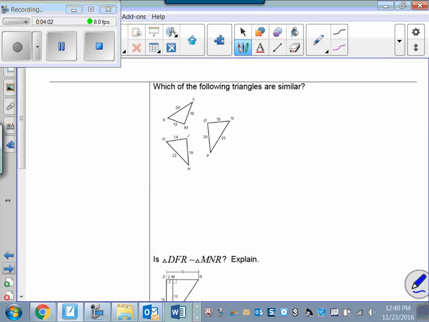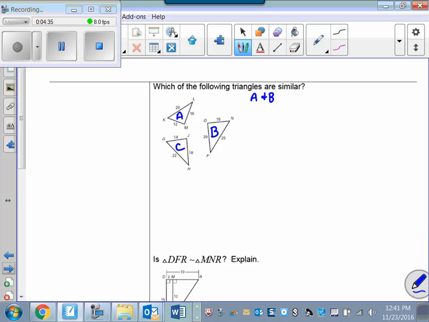Okay, let's do some more. Which of the following triangles are similar? Well, it's clear to me that I'm going to have to show that corresponding sides are proportional. I'm going to have to use side, side, side here because I don't know anything about angle congruence. So I'm just going to take off and do that. I'm going to call this triangle A, and I'm going to call this one B, and I'm going to call that one C. And so let's check and see if A and B are similar.